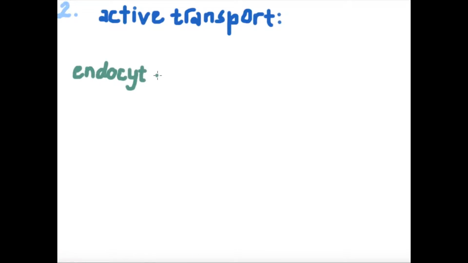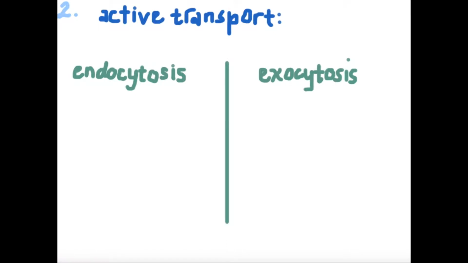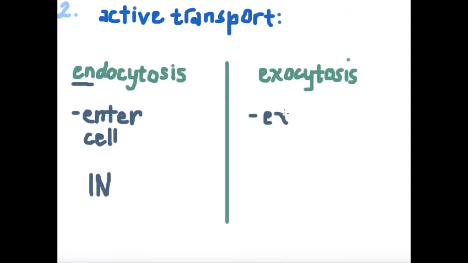And now I'm going to be talking about active transport. So there are multiple types of active transport, but the main two categories that we're going to be going over in this video are endocytosis and exocytosis. In endocytosis, large amounts of molecules, or large molecules, are brought into a cell through a vesicle, and in exocytosis, large amounts of molecules, or large molecules, are released out of a cell through a vesicle.